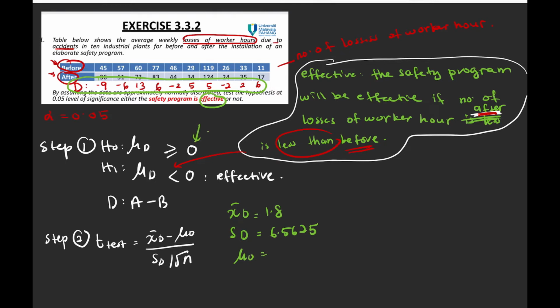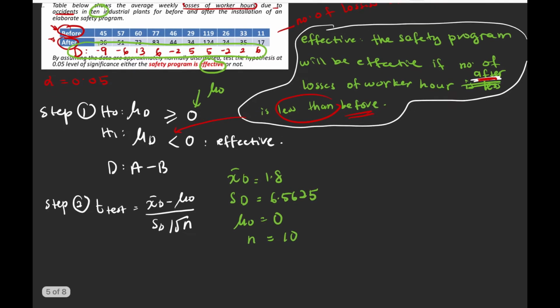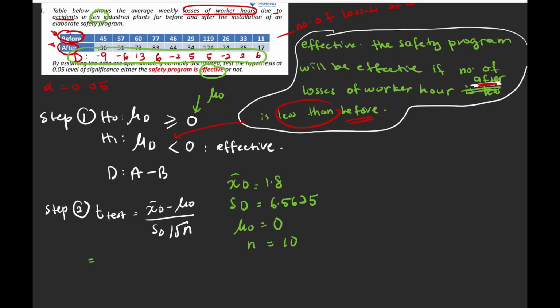Okay, mu naught equals to what? So mu naught is here. Mu naught equals to 0. N is equal to, how many data we have here? 10. So N is equal to 10. So now just substitute into the formula. 1.8 minus 0 over 6.5625 over square root 10. Okay, you will get the t-test. T-test is equal to 0.8674.